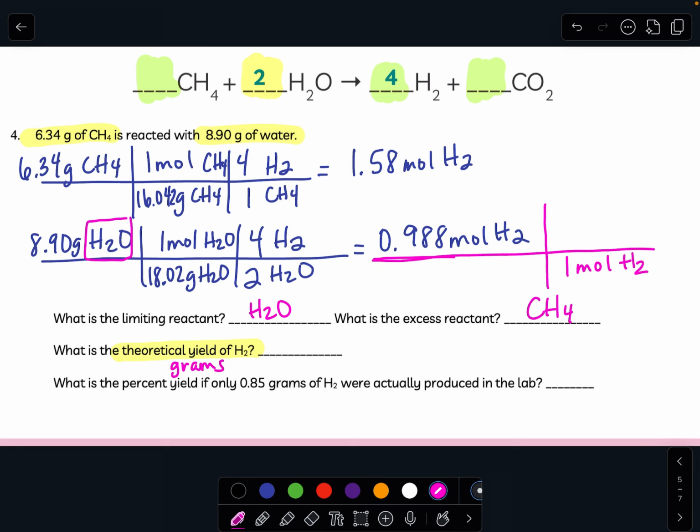I have moles on the top. I know moles have to go on the bottom. I'm going to find my grams by looking at the periodic table. Since I have 2 hydrogen, H2, I have to remember to multiply that. So we come up with 2.016. Now, when I multiply that by my moles, I end up with a theoretical yield of 1.99.